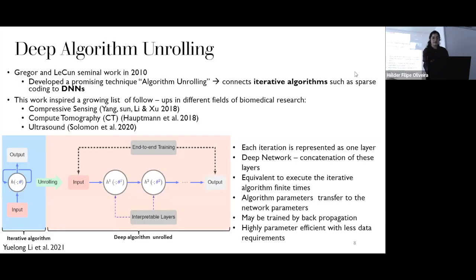So first, deep algorithm unrolling was accidentally proposed by Gregor and LeCun in 2010. They were trying to make a sparse coding algorithm more efficient, and they connected their algorithm into a deep neural network.